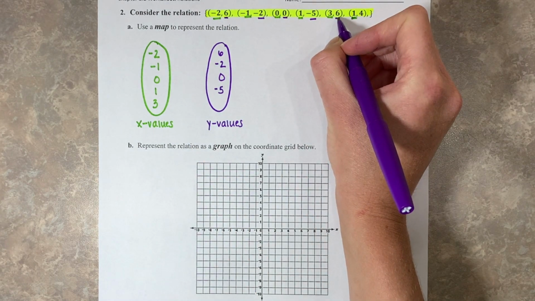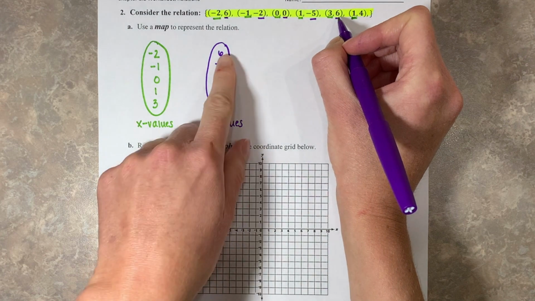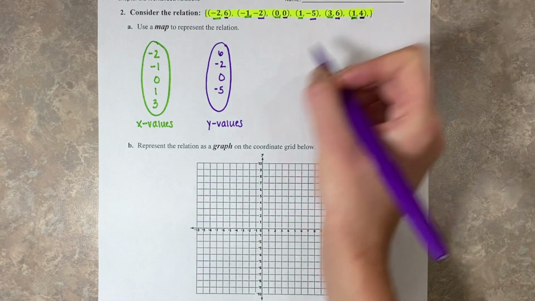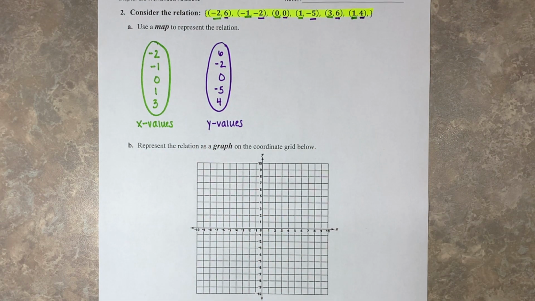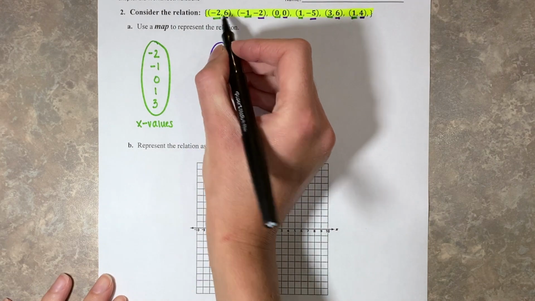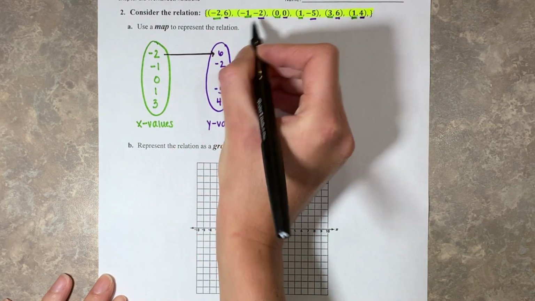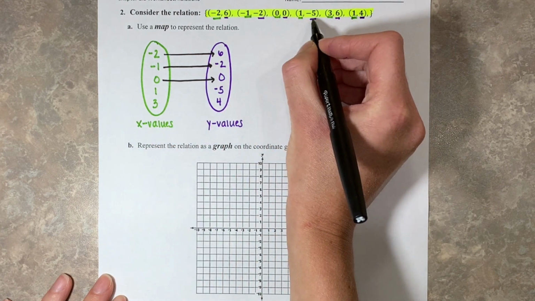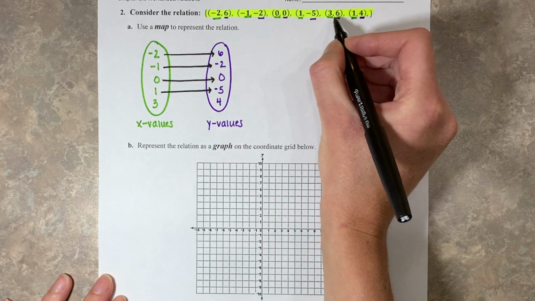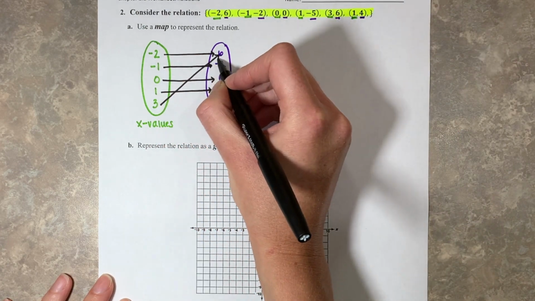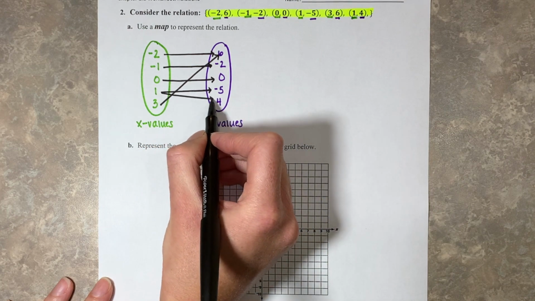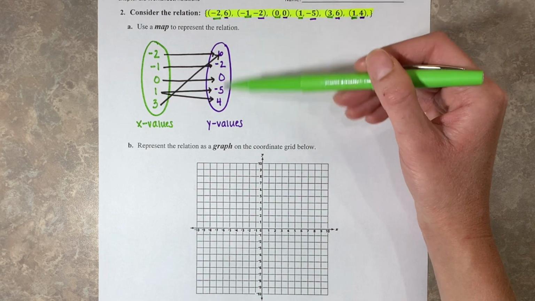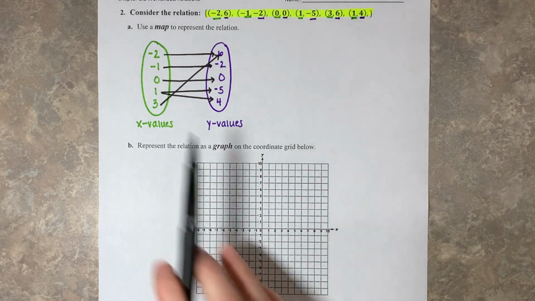And we don't want to repeat any y values. I see a 6 here, but we've already listed 6 as a y value, so we don't repeat it. And the last y value is 4. Now we draw our connections. So we'll connect -2 to 6, -1 to -2, 0 to 0, 1 to -5, 3 to 6, and 1 to 4. Now the order that you listed the x values here doesn't matter, and you could also switch around the order that you listed the y values. So this is a map.